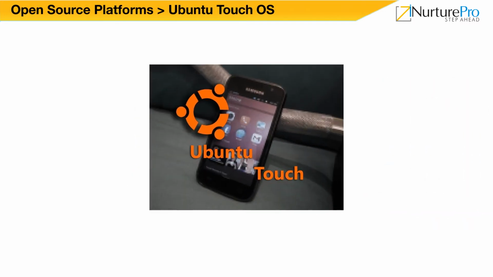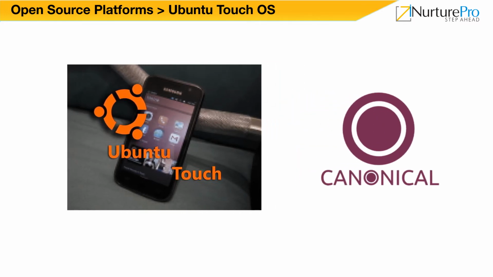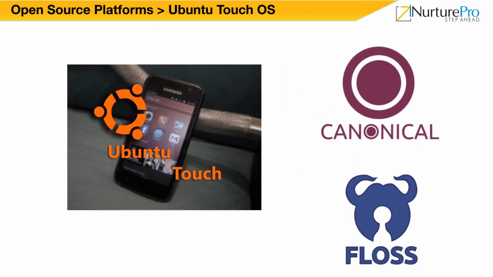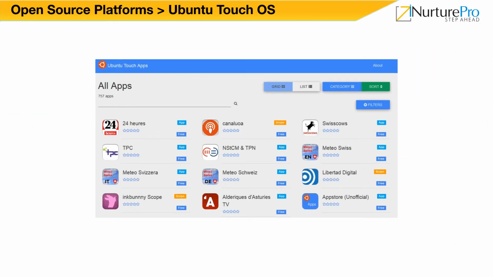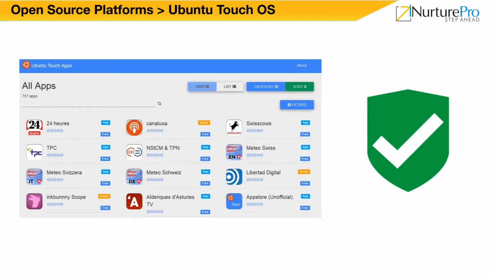Ubuntu Touch OS. It is a mobile version of the famous Ubuntu OS developed by Canonical UK Limited and is supported by the free or libre open source software, FLOSS, community. The Ubuntu App Store is considered quite secure as it has a review tool which automatically detects if a new app is secure or not. If anything suspicious is detected, manual review is done.